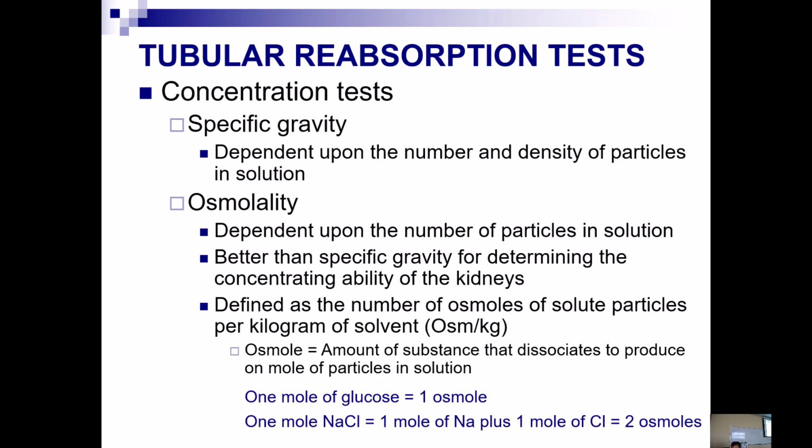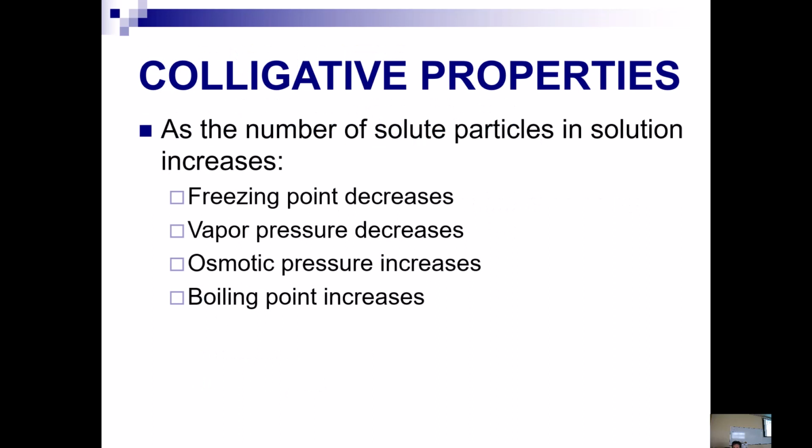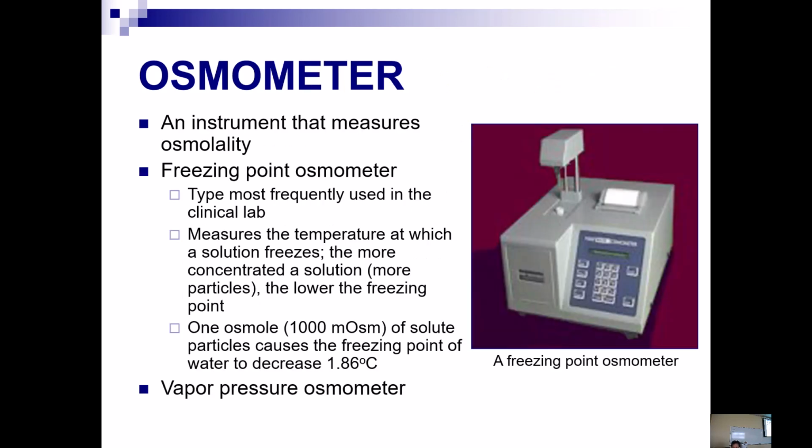Osmolality is better than specific gravity for determining the concentrating ability, defined as the number of osmoles of solute particles per kilogram of solvent. We determine osmolality based on the colligative properties. So remember, we talked about freezing point, vapor pressure. We talked about all the colligative properties in one of the earlier lectures of a solution affected by the number of particles present. So as the number of solute particles in a solution increases, freezing point decreases, vapor pressure decreases, osmotic pressure increases, boiling point increases.